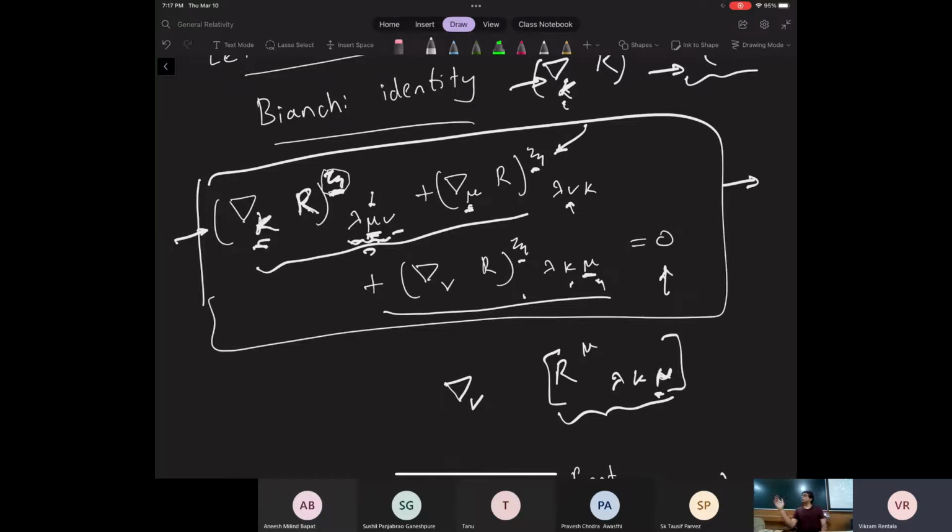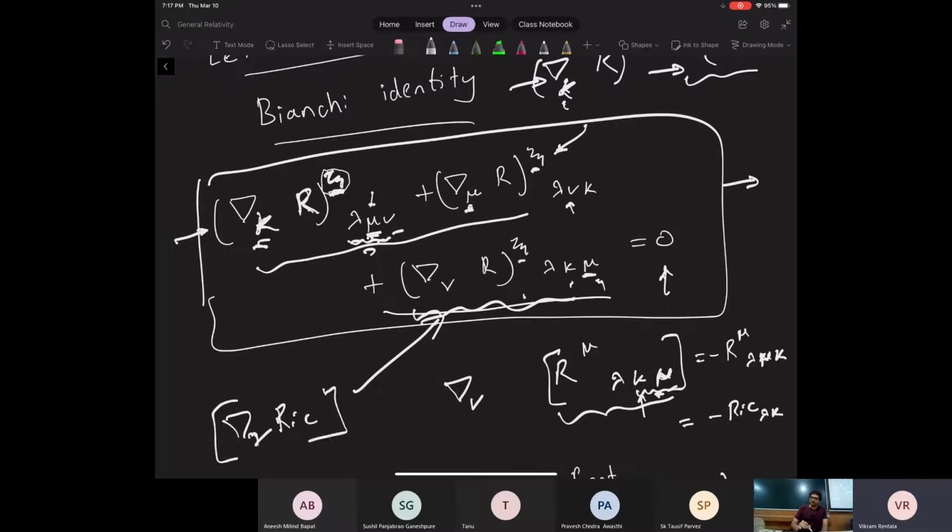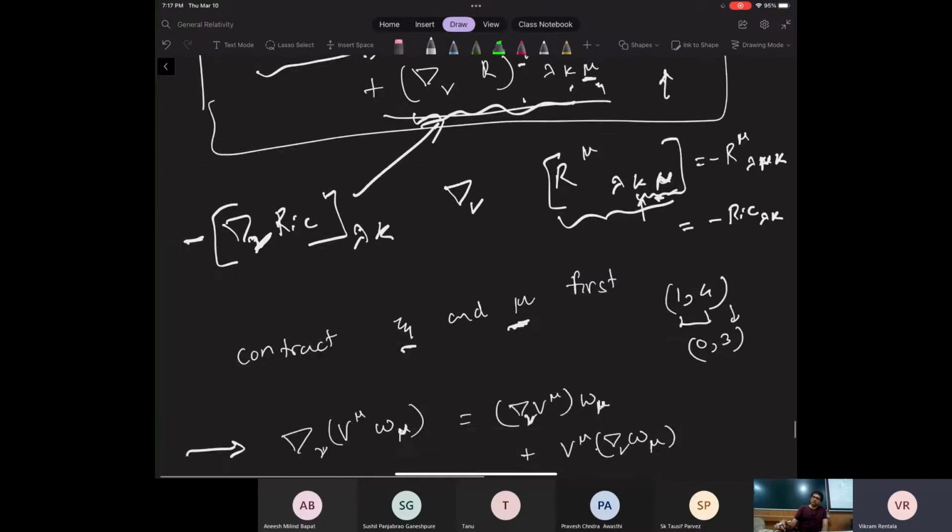It's a negative of the Ricci tensor because the Riemann tensor is antisymmetric in the last two indices. So if I exchange these two indices, this is minus R mu lambda kappa, lambda mu kappa, which is minus the Ricci tensor lambda kappa. So basically this operation here is like taking the derivative of the Ricci tensor, and then the free indices, ignoring this new index, are lambda kappa with a minus sign.